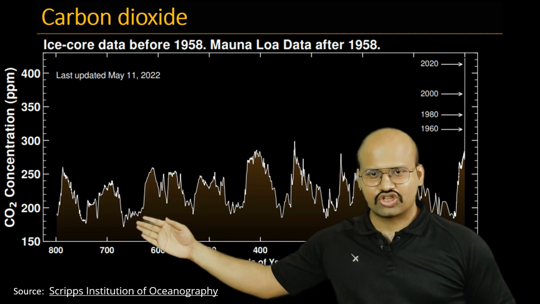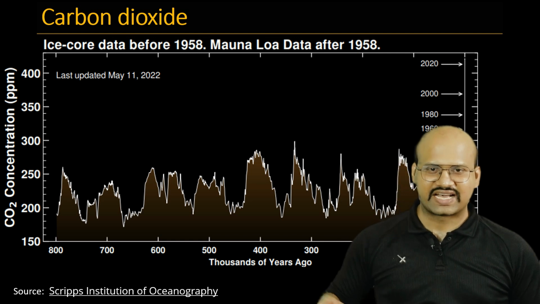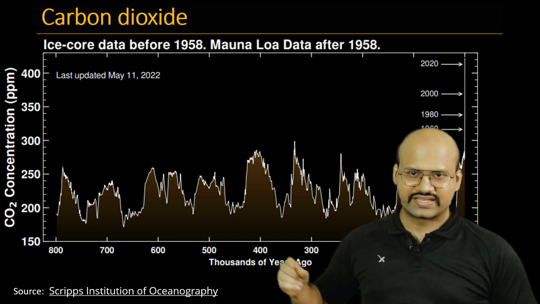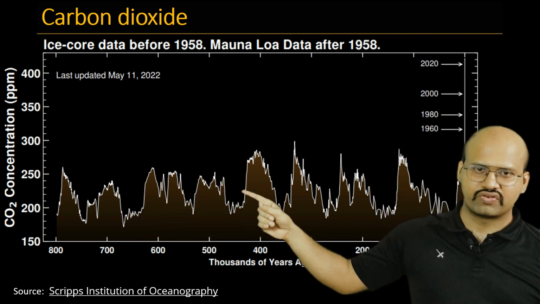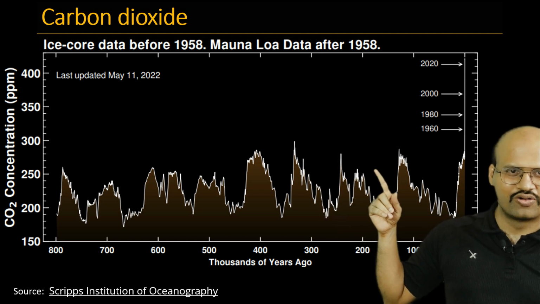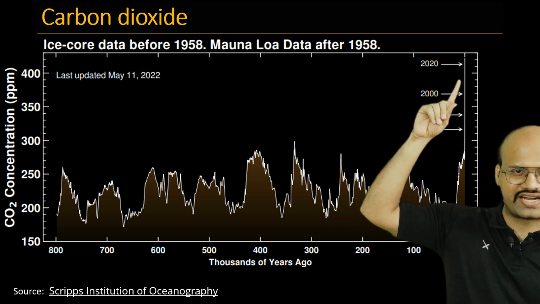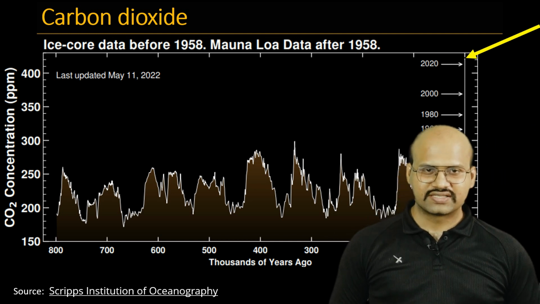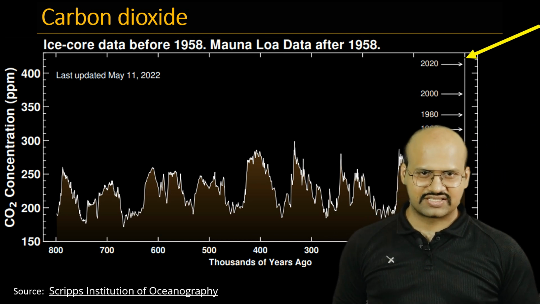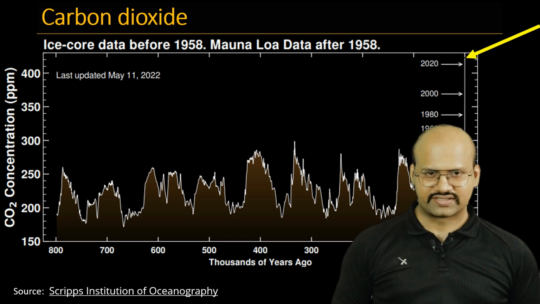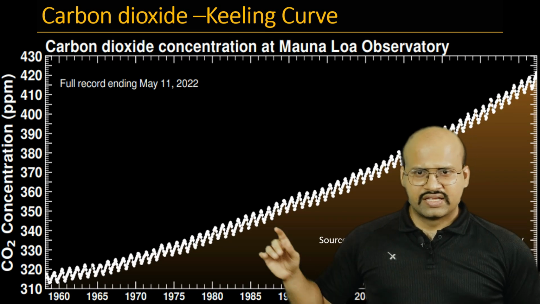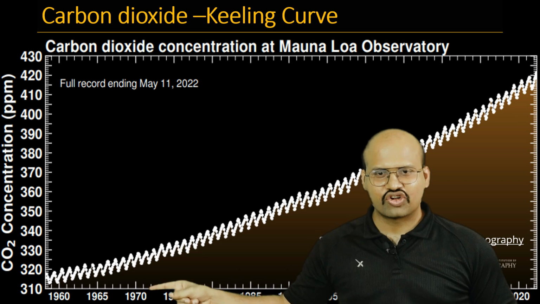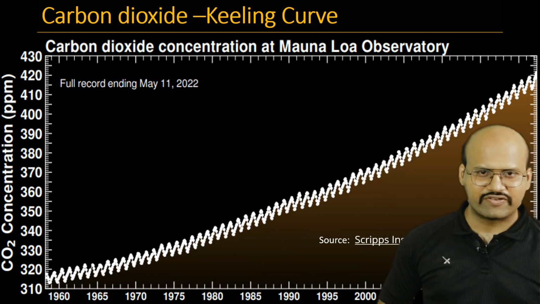Now here we can see the concentration of carbon dioxide in the last 800 years. We can see that there are very great fluctuations in its concentration, but now the concentration of carbon dioxide has reached over here, and that is why it is a very big concern for all of us. We will discuss this in great detail in greenhouse gases. Now this is the variation in concentration of carbon dioxide on an annual basis.